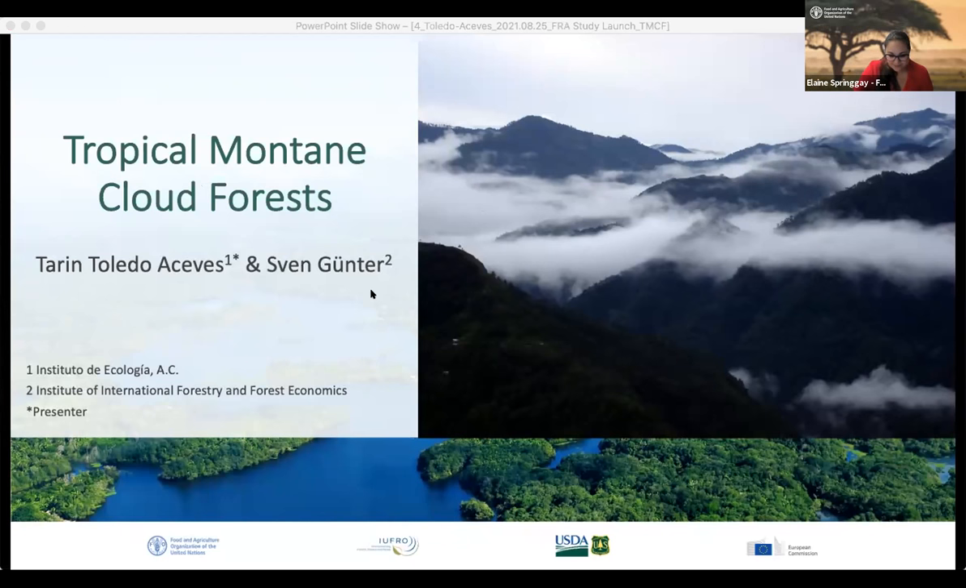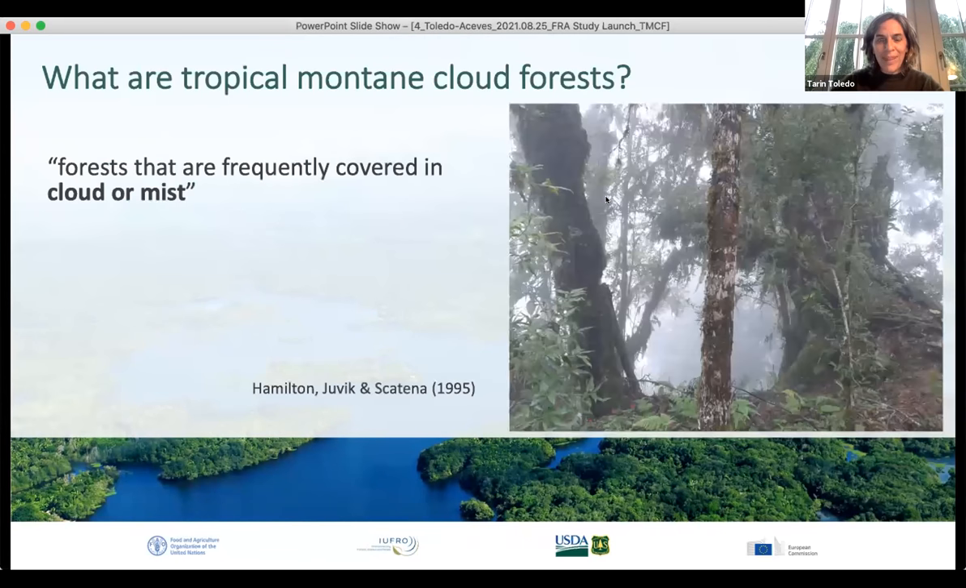Hi, everybody. This chapter is focused on tropical montane cloud forests because they play a very important role in the regulation of the hydrological cycle in the watersheds. Oh, I cannot move the screen. I don't know why. There it is.